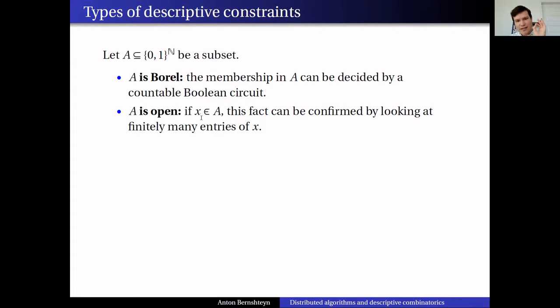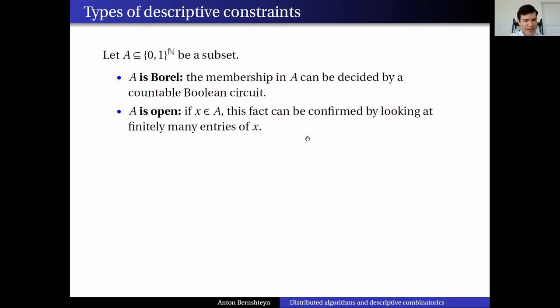So a set is Borel if the following is true: for every point x that is in A, it is possible to prove that x is in A by only revealing finitely many entries of x. So x is an infinite bit string, but if I want to convince you that x is in A, I just need to show you finitely many entries of x. And this condition turns out to be equivalent to saying that A is open. So this topological terminology is really equivalent to very combinatorial notions. And this is stronger than being Borel.